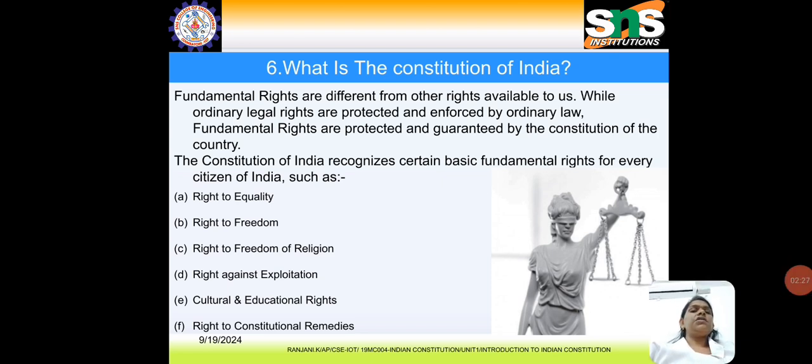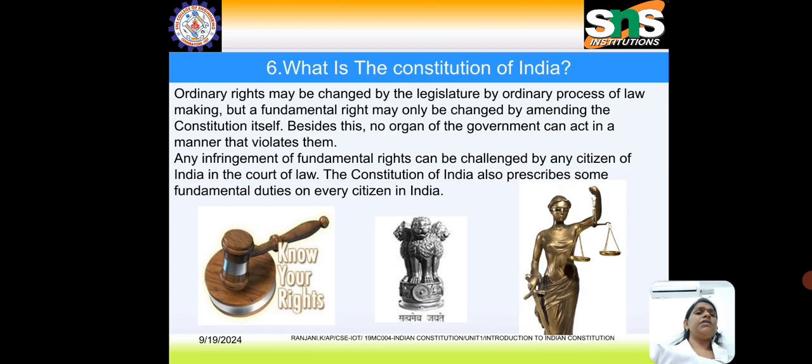In this country everyone is equal, not separated by religion or caste. Next is the right to freedom: each and everyone has the freedom to talk, write and question. Next is the right to freedom of religion: each and every individual can worship any religion. Next are the right against exploitation, cultural and educational rights, where each individual has their own cultural and educational rights, and the right to constitutional remedies.